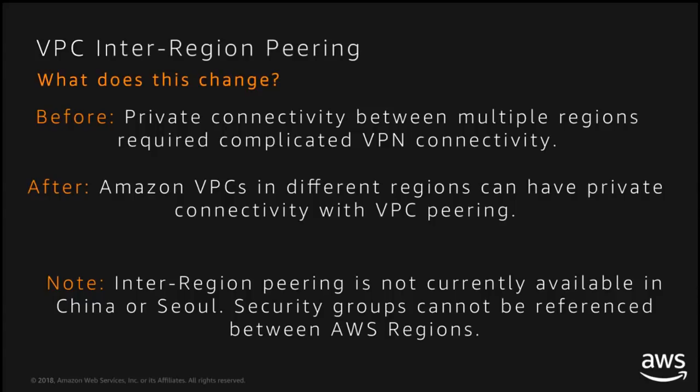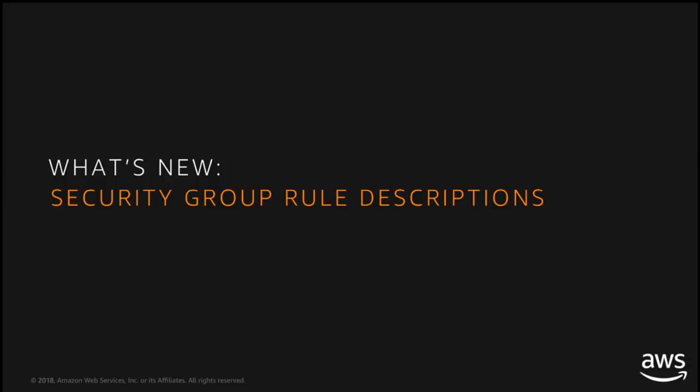So right now, it's not available in China or in the Korea region in Asia. As well, the security groups that are available between VPCs in the same region, they're not available yet. That feature doesn't exist. So let's talk about security group rule descriptions.